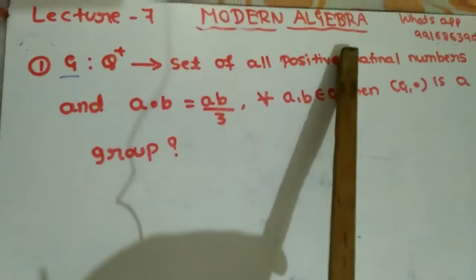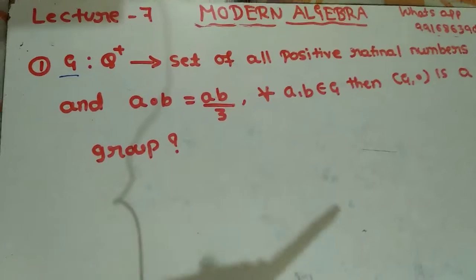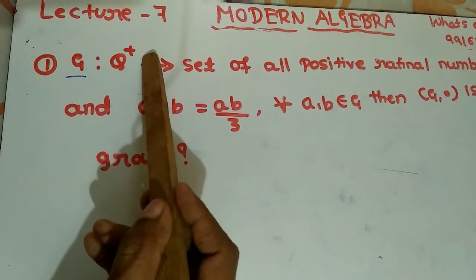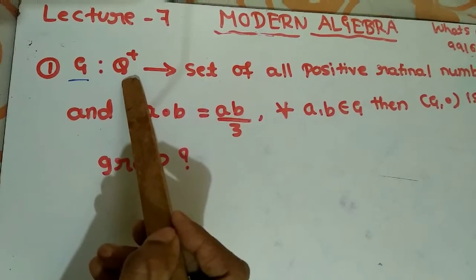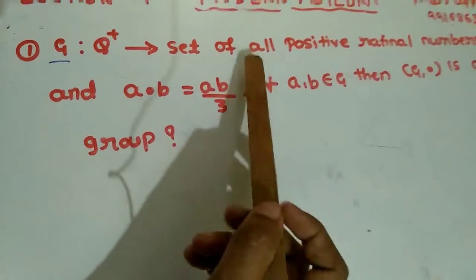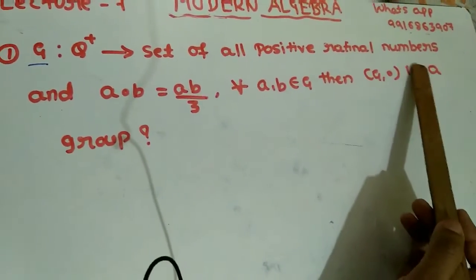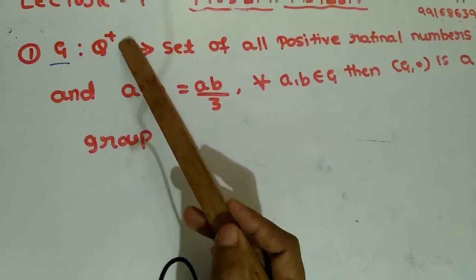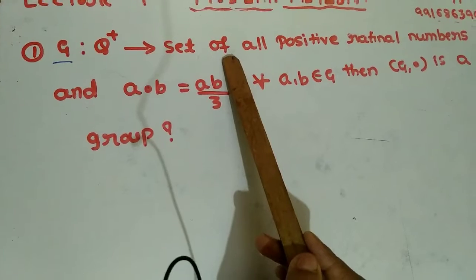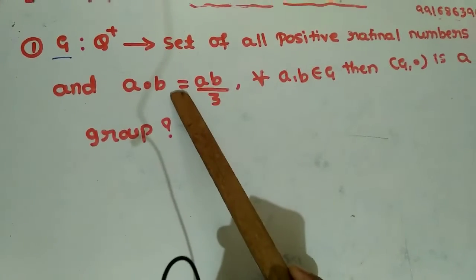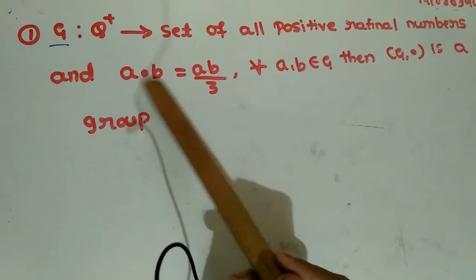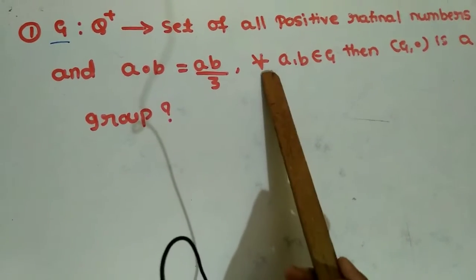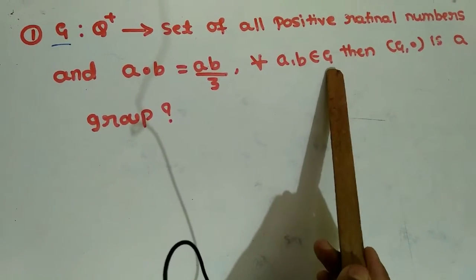Okay, so in the modern algebra topic, let me read the question first. A function g from Q plus. Q plus means only positive rational numbers, to the set of all positive rational numbers. So this is our given function, positive rational numbers to positive rational numbers. This is our given condition, which is a composition b is equal to ab divided by 3, for all a and b belonging to the given G.